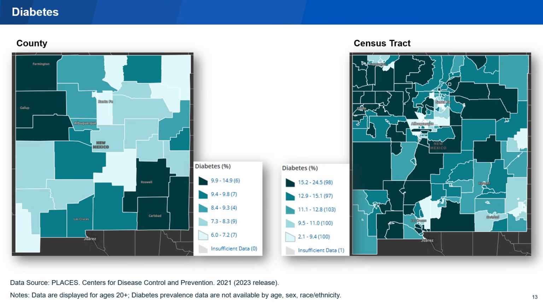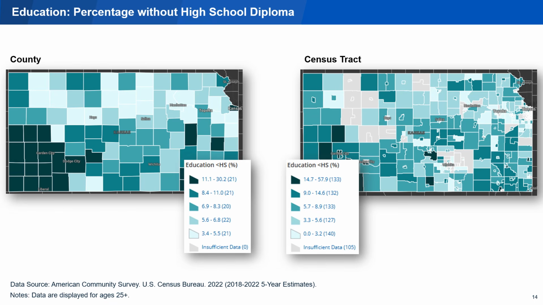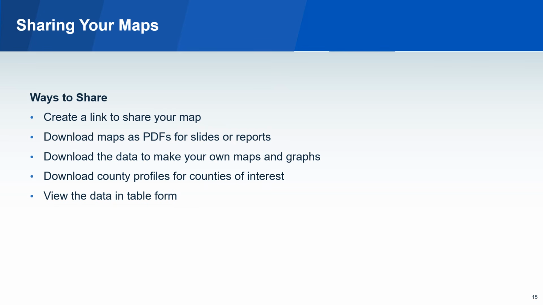The Atlas includes data on various risk factors for stroke, such as diabetes. Here we can see the locations of counties and census tracts with the highest prevalence of diabetes. With the Atlas, it is also possible to look at a range of community characteristics that can be useful when tailoring stroke prevention and treatment programs to the needs of specific communities. These maps focus on educational levels, displaying the percentage of people without a high school diploma by counties and census tracts.